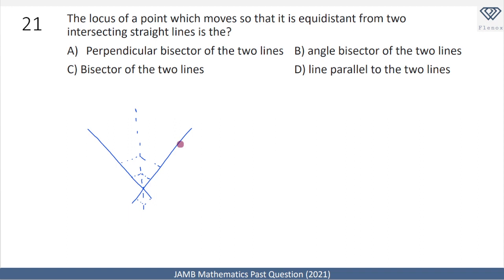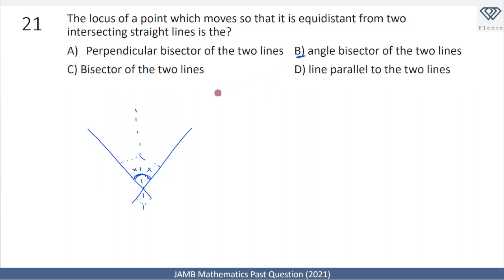The second one, the angle bisector of the two lines. Now if you look at the angle between the two lines, which is this angle over here, the angle bisector will mean a line that divides the angle into two parts. And if you look at this carefully, you can see that this line or this locus of points divides this angle into two parts because the angle over here is the same thing as the angle over here, and that makes option B the correct option.